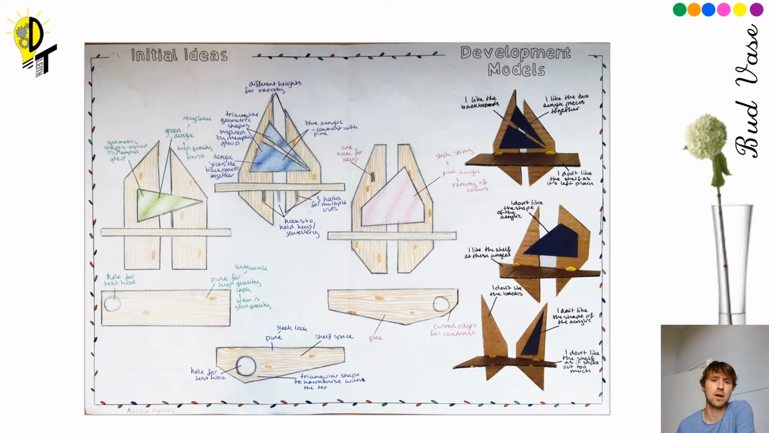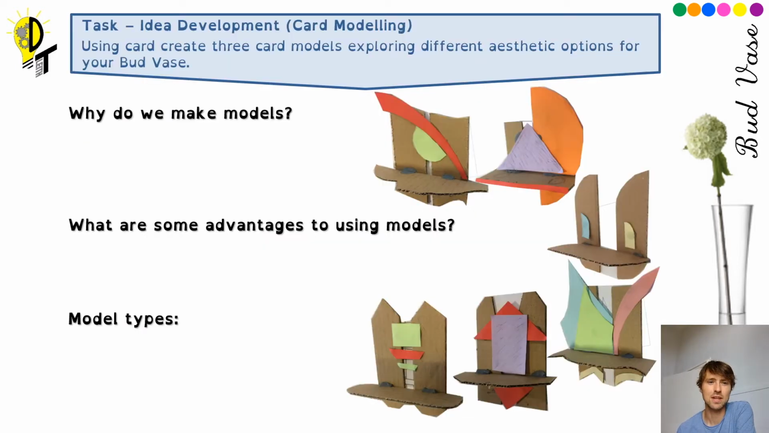So rather than develop the ideas on paper, which you could do, you could sketch them, we're going to move to modeling, because it allows a lot of freedom, and we'll talk about that in just a second. So our task for this week is to develop three models to explore different aesthetic options for your bud vase. Why do we make models?